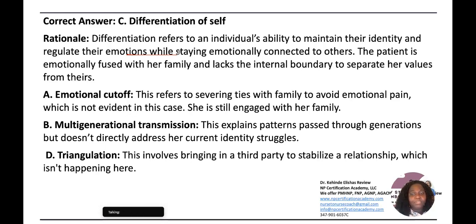Emotional cutoff refers to severing ties with family to avoid emotional pain, which is not evident in this case. She is still engaged with her family. Multi-generational transmission process explains patterns passed through generations and doesn't directly address her current identity struggles. Triangulation involves bringing in a third party to stabilize the relationship, which isn't happening here at all.